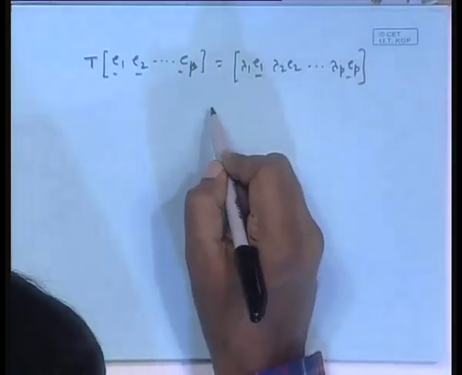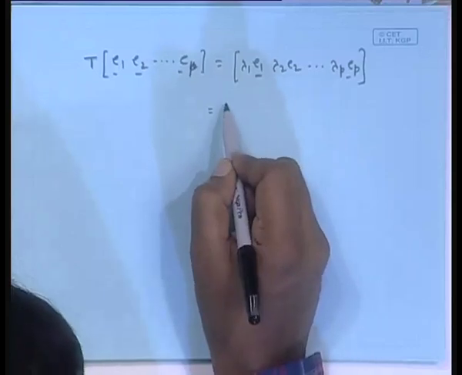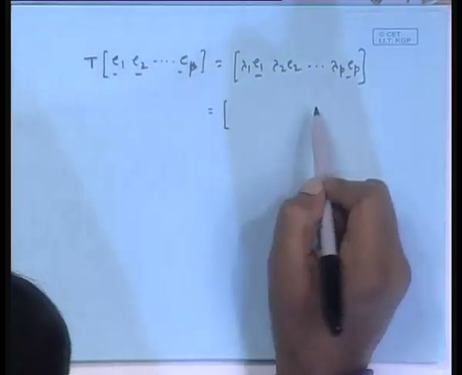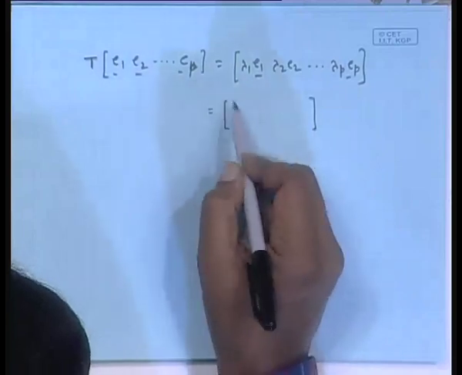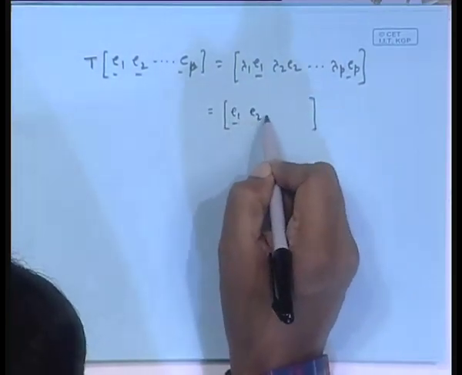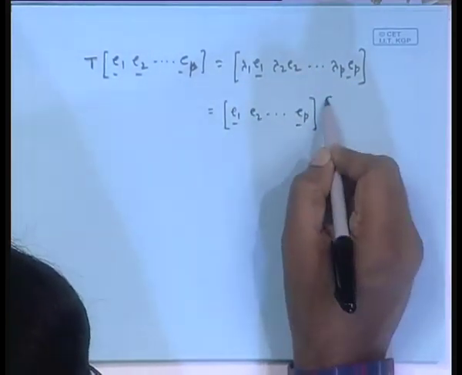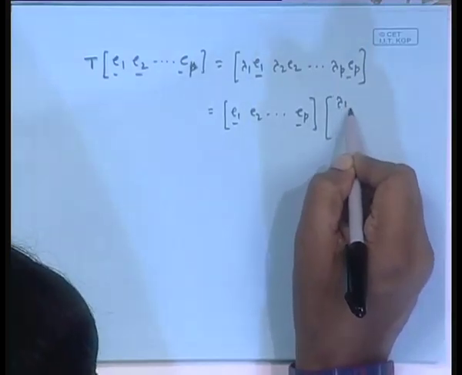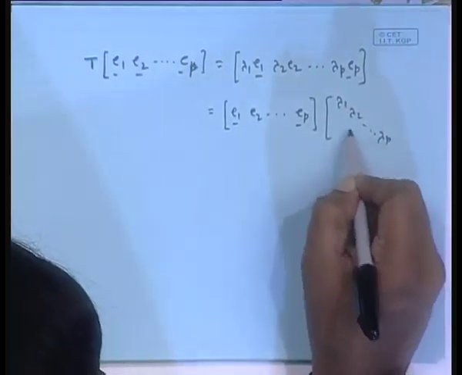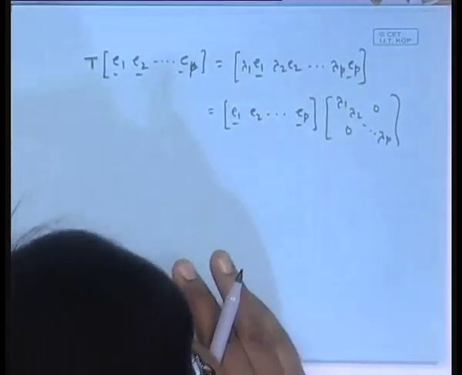Now, my claim is I can write it like this. The same matrix if I bring in E 1, E 2 dot dot dot E p, into lambda 1, lambda 2 dot dot dot lambda p, a diagonal matrix, this will give you this. No, can you see that?